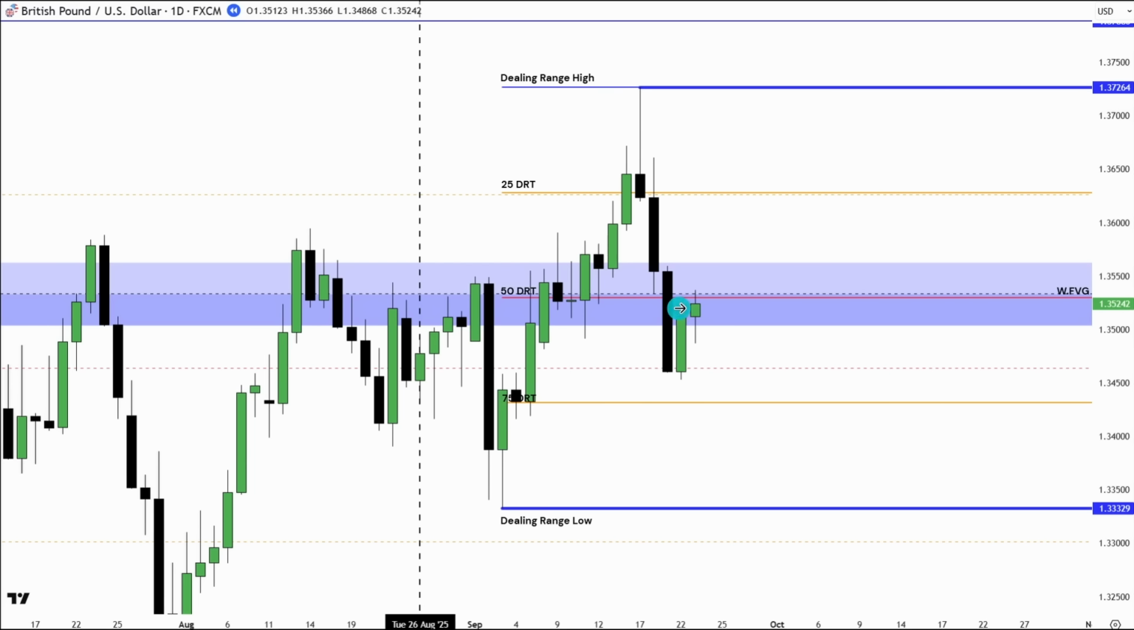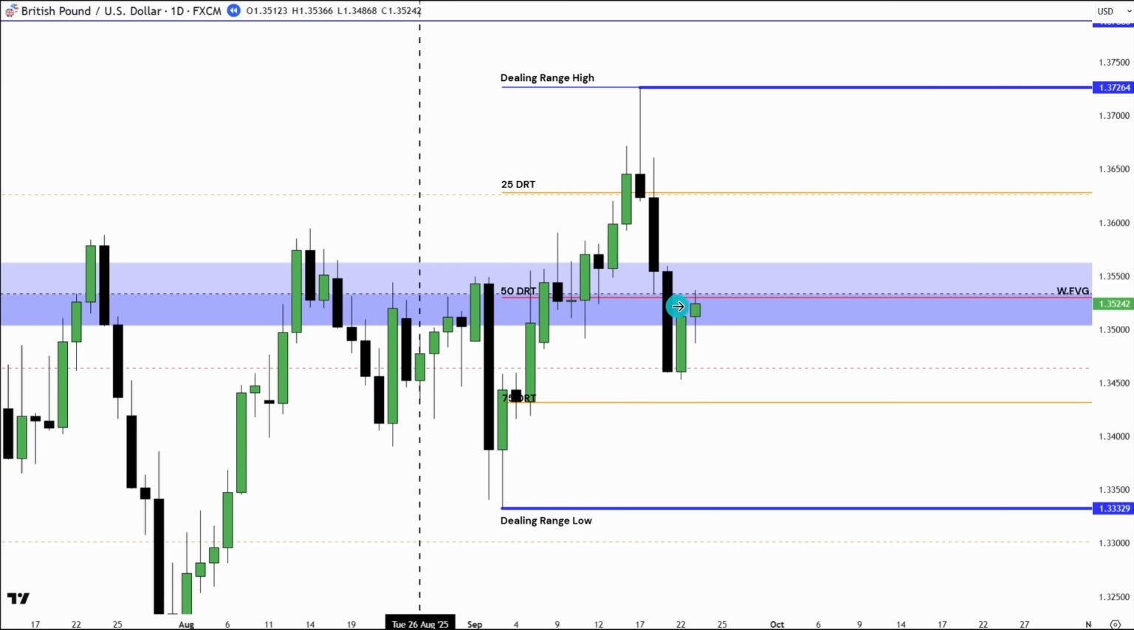Notice where price action currently is. It's around this 50 DRT level, which is that fair price between the highest price and the lowest price. It's worth noting over here that this candle really closes through that 50 DRT level and that weekly fair value gap. This is a very strong signature in price that the market has turned around here.